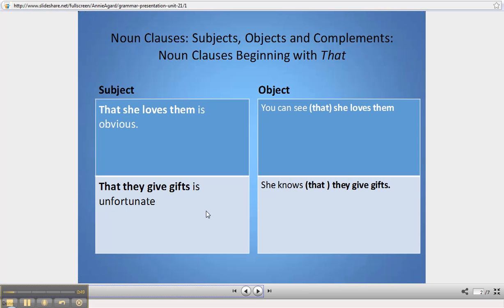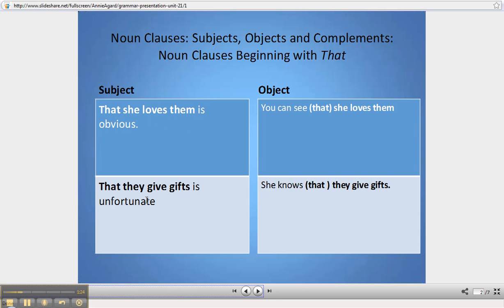Then a noun clause can be the subject of a sentence, and it can be the object of a sentence. So in this sentence, I have that she loves them is a noun clause that is the subject of the sentence, and then there's the verb in the whole long sentence. So you have two verbs going on. This verb is inside the noun clause, and this verb is the main verb of the whole sentence with the noun clause as the subject.